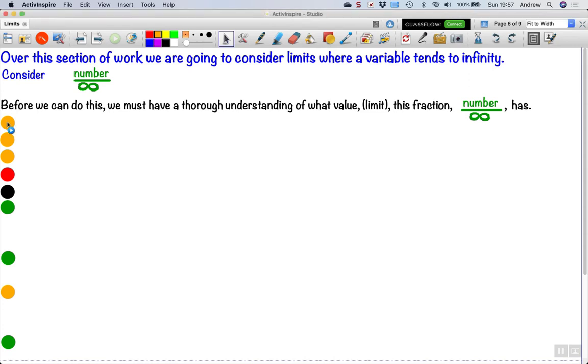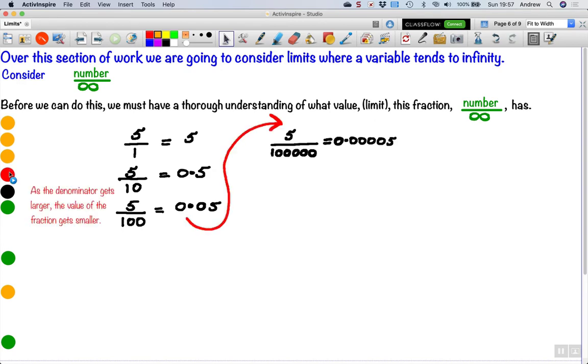So what we have here is we're going to look at 5 divided by 1, which is simple. 5 divided by 1 is equal to 5. Now we're going to increase the bottom of this fraction by a factor of 10. So we've now made the bottom bigger. 5 divided by 10 is 0.5. Then we make the bottom bigger again. 5 divided by 100 is 0.05. And then we make the bottom bigger again.